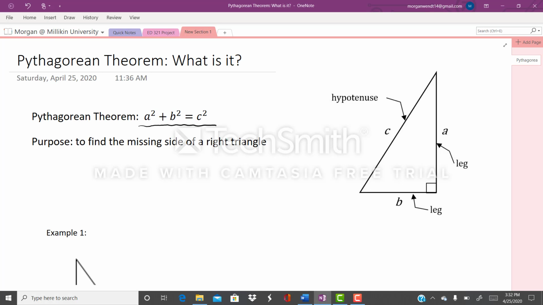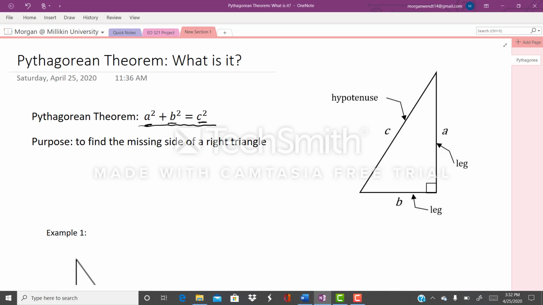And if I just randomly said that to you, we wouldn't know what it would mean if we don't know the different parts. If we don't know what the different parts are, like the A, the B, and the C, we wouldn't know how to use it. So let's explore those parts.